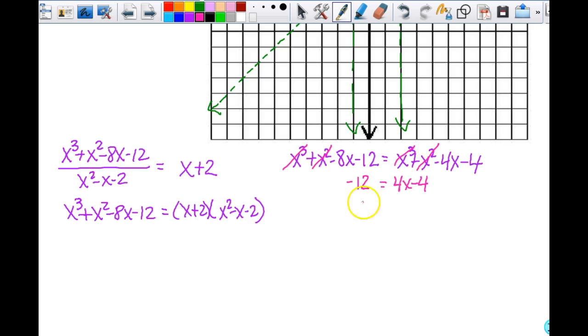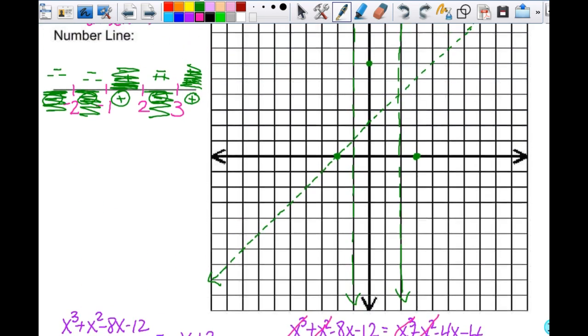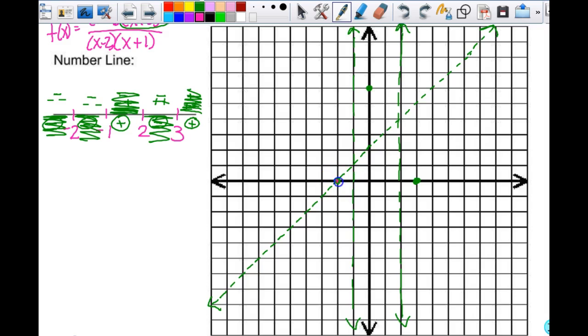Then add 4 to both sides. That'll give me negative 8 equals, not negative 8x, negative 8 equals 4x. So x equals what? Negative 2. So how many times do these two things intersect? Once. I only have one x value. I could have had an infinite number of them, I could have 2, I could have 3, but I have 1. And I already know what that one is. When x equals negative 2, that's when they intersect. So it's not going to intersect again, and that's important.